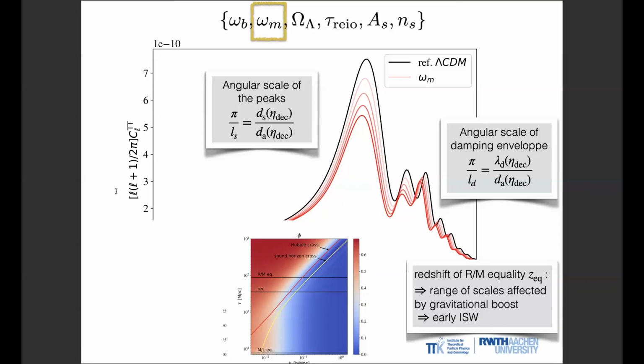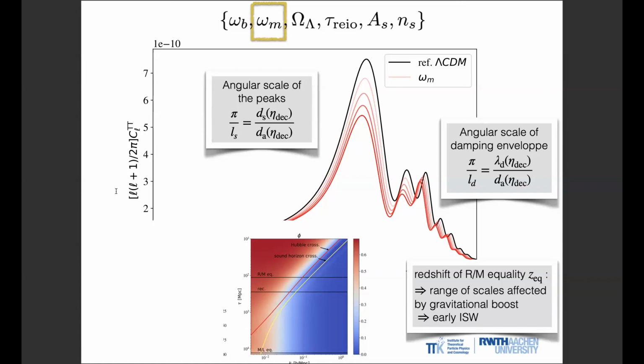The other reason is from the early integrated Sachs-Wolfe. We say that even after recombination here, we have a gradient because these modes after recombination live at a time which is not so far from equality. So phi is not yet completely stabilized, and I have some phi prime and some integrated Sachs-Wolfe.